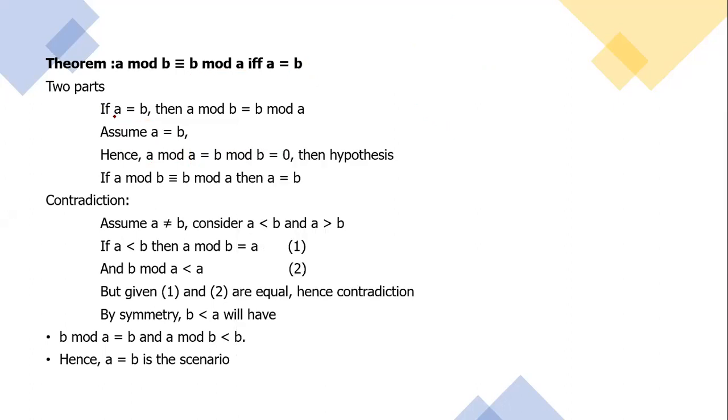We are taking that if A equals B, then you have to prove that A mod B equals B mod A. Please think: when will we get this answer, A mod B equals B mod A? Try to substitute some values and try to find the answer. Then we will get when both things are equal.